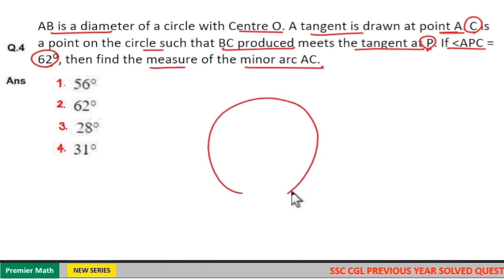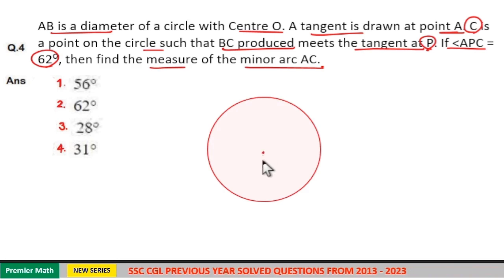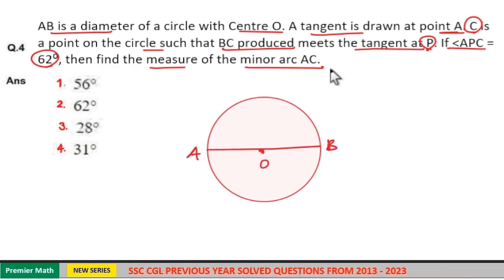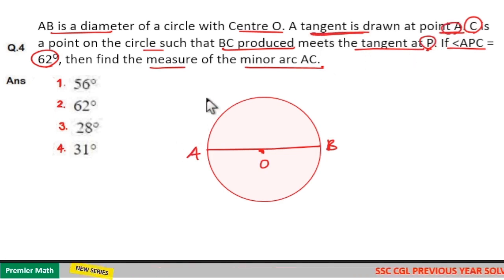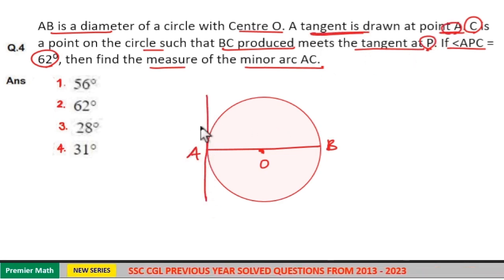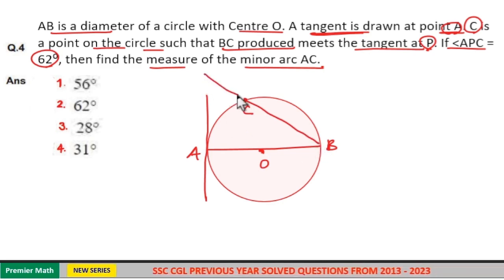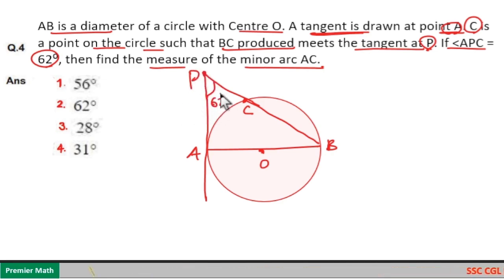Here, this is the circle with center O. And AB is the diameter. And here a tangent is drawn at point A. So this is the tangent drawn at point A. And C is a point on the circle. Consider this as the point C. And BC produced meets the tangent at point P. So this is point P. And here this angle is given as 62 degrees. So we have to find out the measure of minor arc AC.